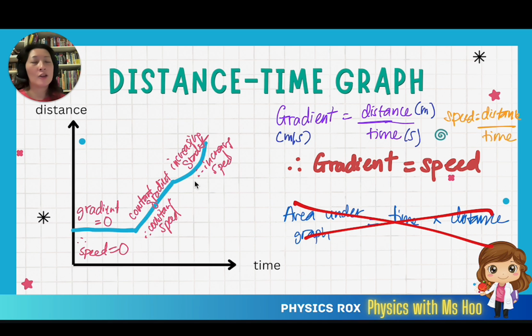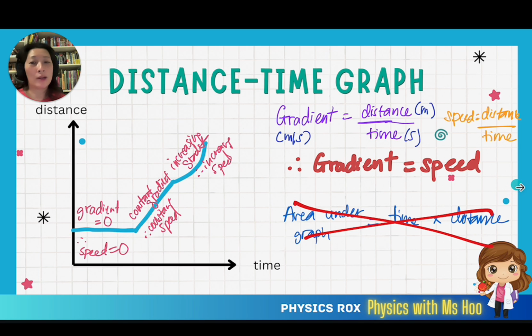So in physics, we look at the practical meaning of what we're calculating. Just because you can calculate it doesn't mean we need to use the value. So if there's no meaning ascribed to that particular calculation, we can ignore it. So for distance time graphs, area under the graph is not used as part of the analysis. Gradient, yes, because the gradient is equal to the speed.